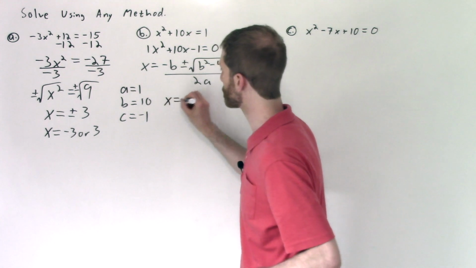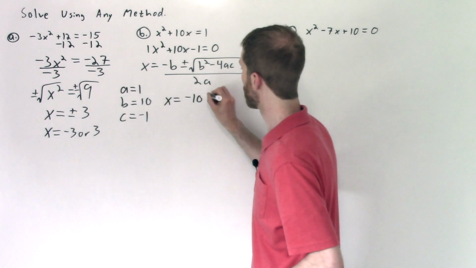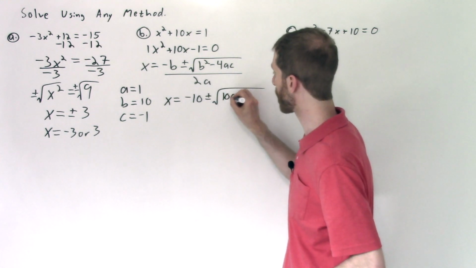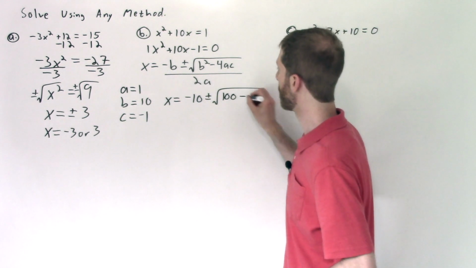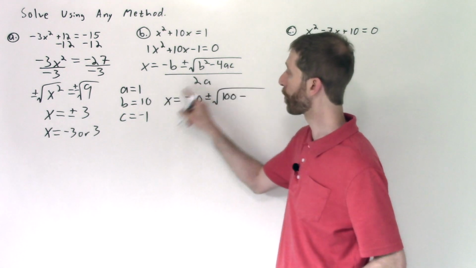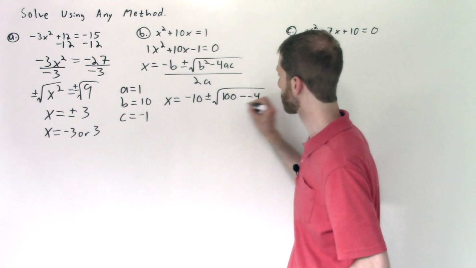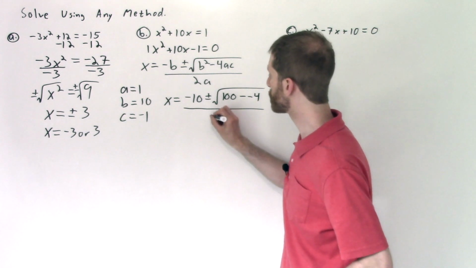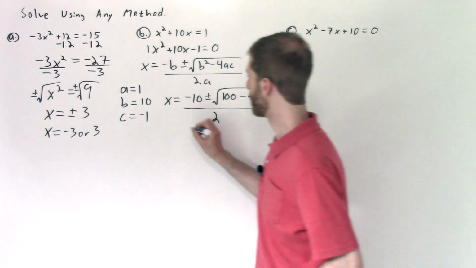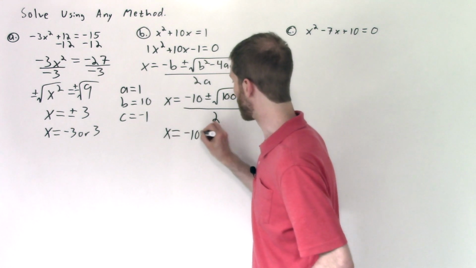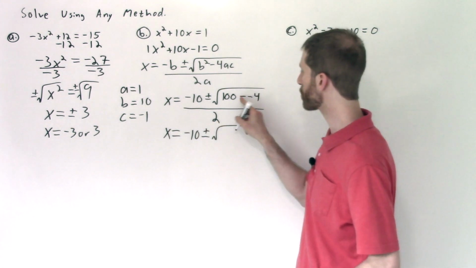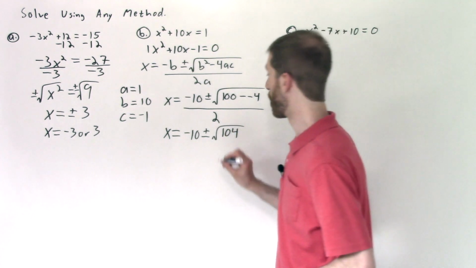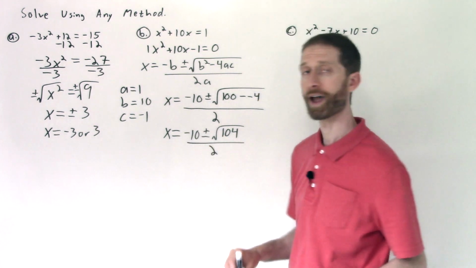So we've got x equals the opposite of b is negative 10, plus or minus the square root. B squared is 10 squared, which is 100. I'm going to abbreviate some of the steps here. Minus 4 times 1 is 4 times negative 1 is negative 4. That comes from plugging a negative 1 and 1 into the formula. All over 2 times a. 2 times 1 is 2. And last but not least, our answer is negative 10 plus or minus the square root. 100 minus a negative 4 is 100 plus 4. So that would be 104, all over 2. And that's our answer.